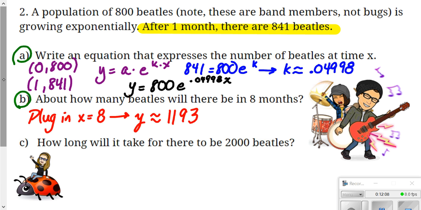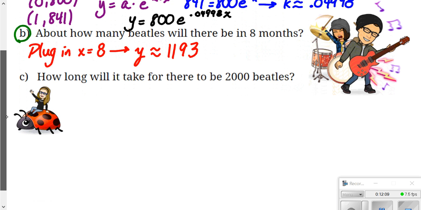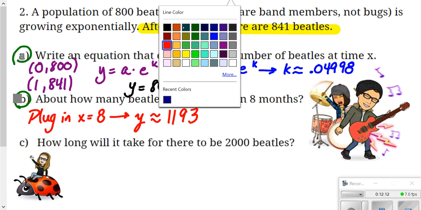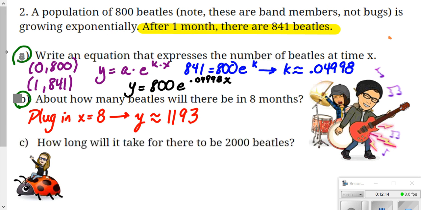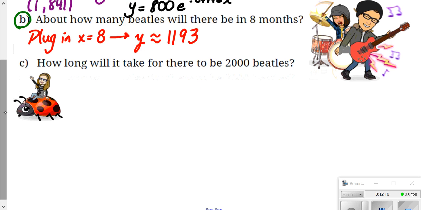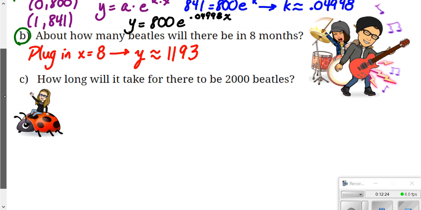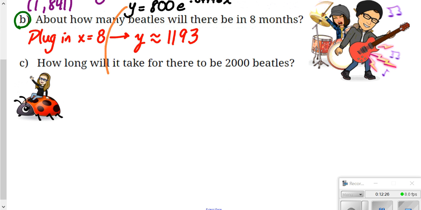I did round to a whole number there because we're talking about beetles, and I really don't want a fraction of a band member or a fraction of an insect, either one. Okay, and then in part C, it asked how long will it take for there to be 2,000 beetles according to our model. So we're going to make use of this equation in black. I want my population to end up as 2,000.